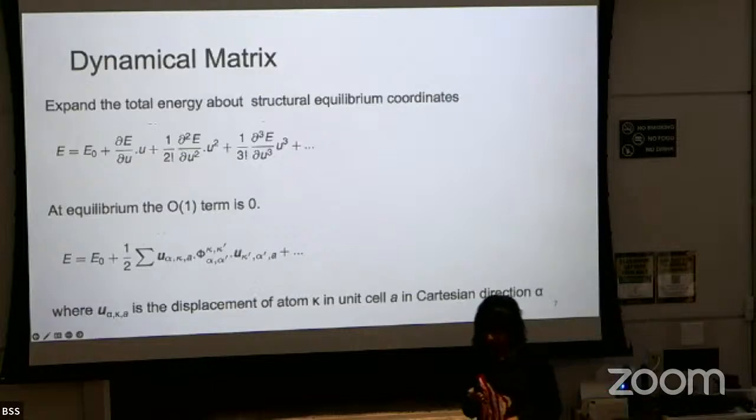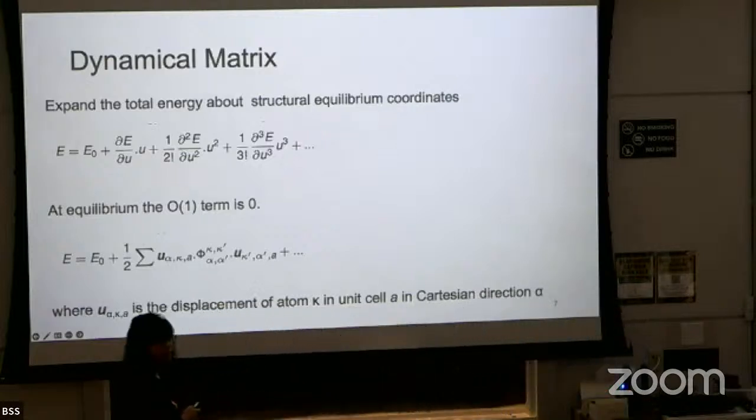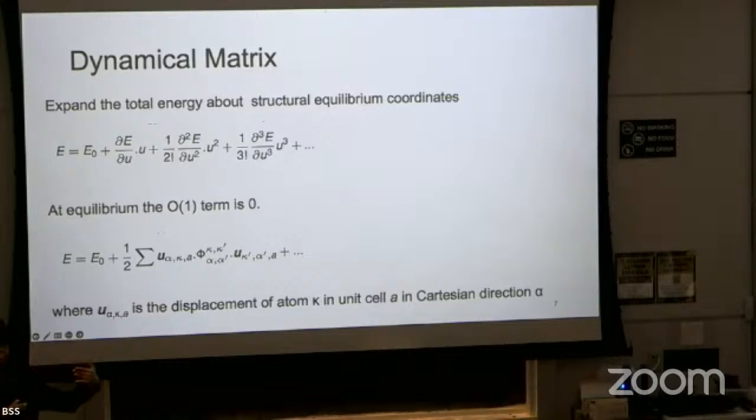All right, a little bit on the dynamical matrix for those of you who are not so familiar with it. Let's say I have the energy of a system. I can Taylor expand my energy about the structural equilibrium coordinates for the system. Usually we do this for lattice-based systems, where atoms or particles vibrate about their lattice positions. So if I Taylor expand this energy, I start with the equilibrium energy, then there is a first order term, a second order term, a third order term, and so on.